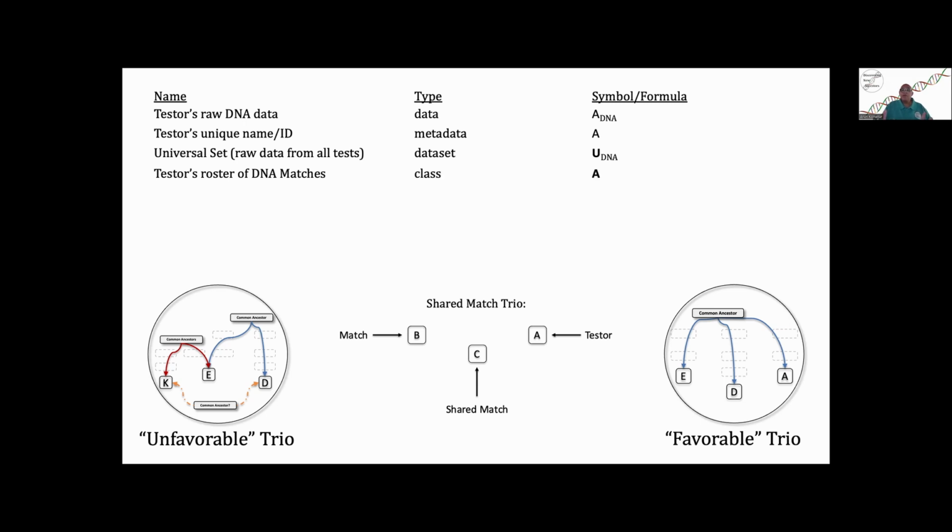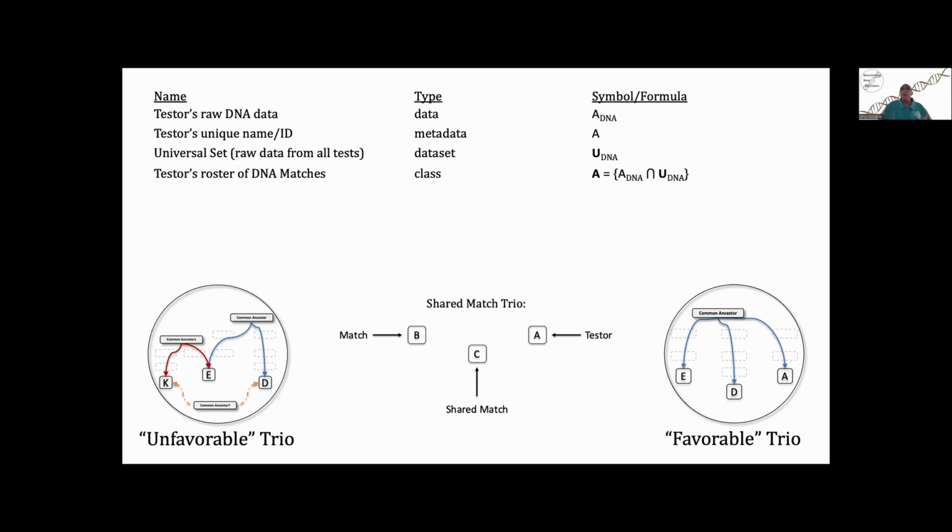Some people might call this a facet, but I would prefer the term class, as it works better in mathematical set theory. And since these are our tester A's DNA matches, we'll designate them here as DNA with a bold A. That's our tester's roster of DNA matches. Now, of course, there's more.